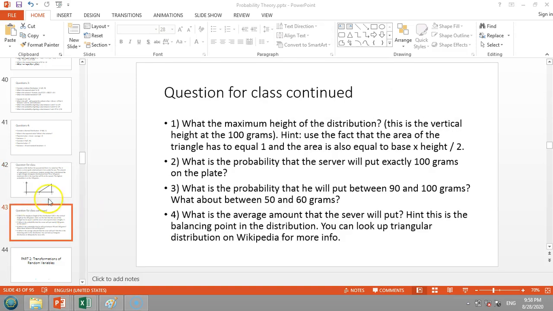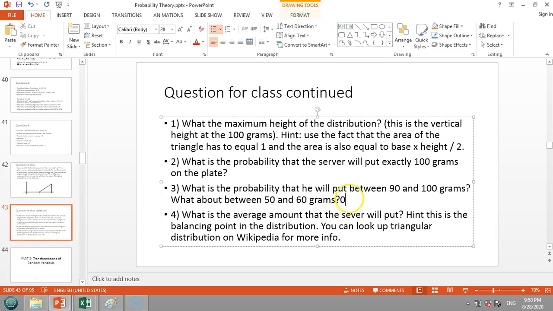The first question: once you figure out that question mark, what is the probability that the server will put exactly 100 grams on the plate? Exactly 100 grams. What is the probability that he will put between 90 and 100 grams? What about between 50 and 60 grams? What about another one, between 70 and 80 grams?